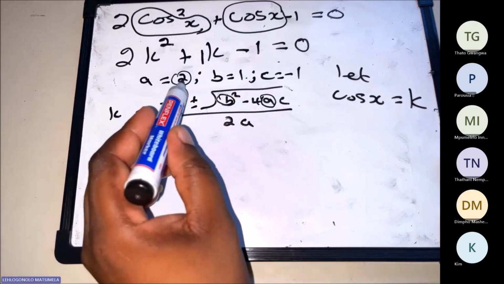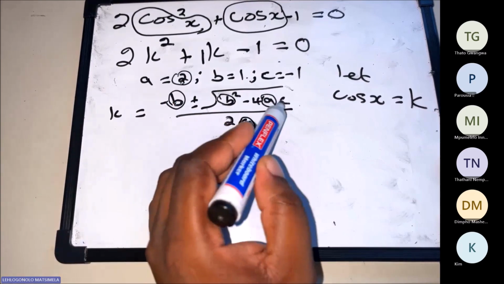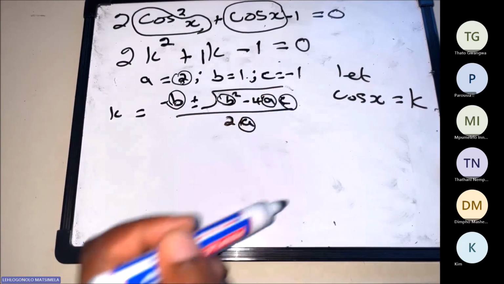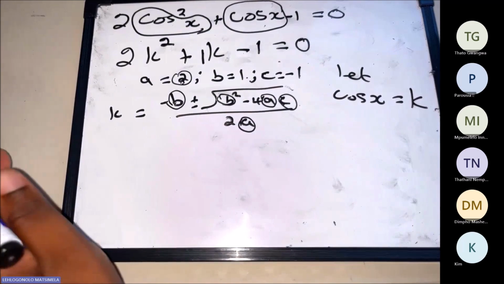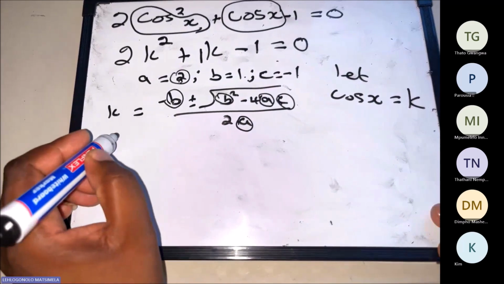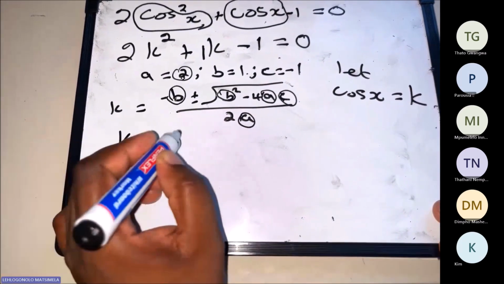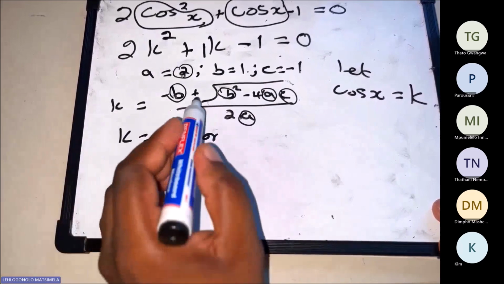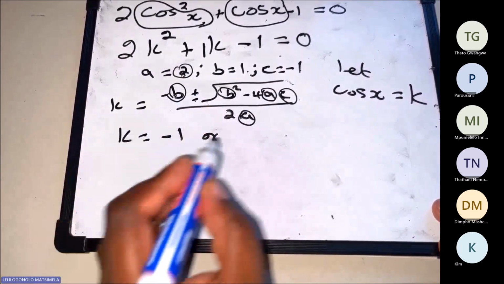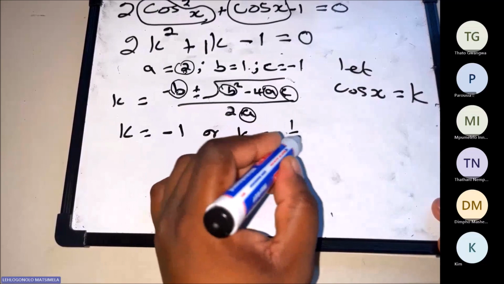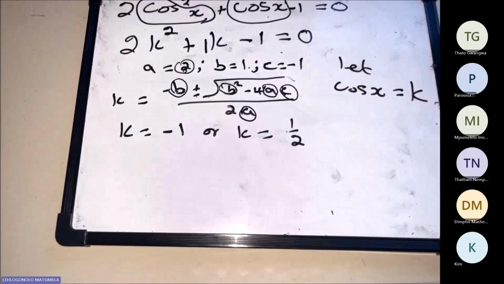Sorry, I made a mistake. Then 2 is going to be here and also here, and minus 1 is going to be here. On substitution, when you punch it on a calculator, it will give you exactly as mine, saying that K is equal to minus 1. The second one, when you change this one, you put negative and plus here, you're going to get K is equal to 1 over 2. That's what it gives you.